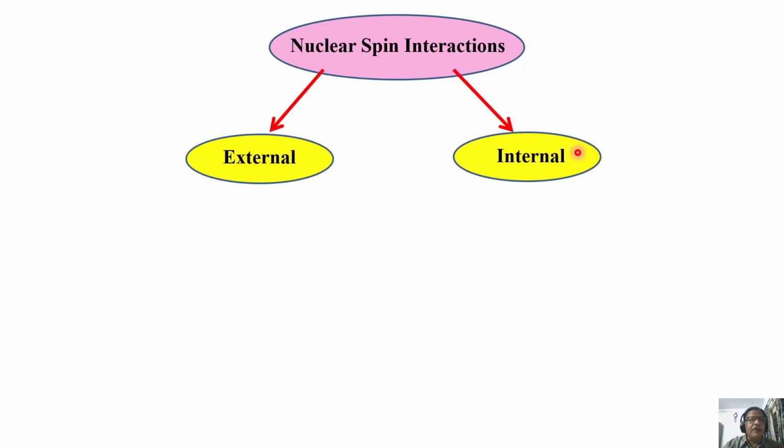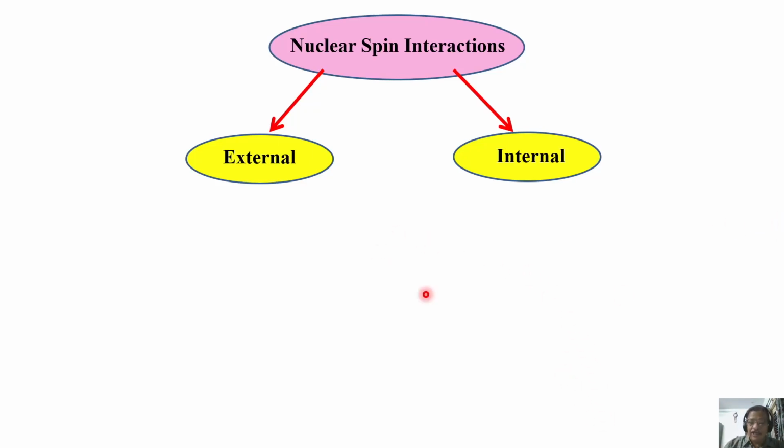For this, we need to consider few nuclear spin interactions. What are the nuclear spin interactions? I can broadly classify them into two types of interactions. One is external interaction, other is internal interaction. Now the question is, what is an external interaction? Of course, we all know this. I have been discussing this since last several classes.